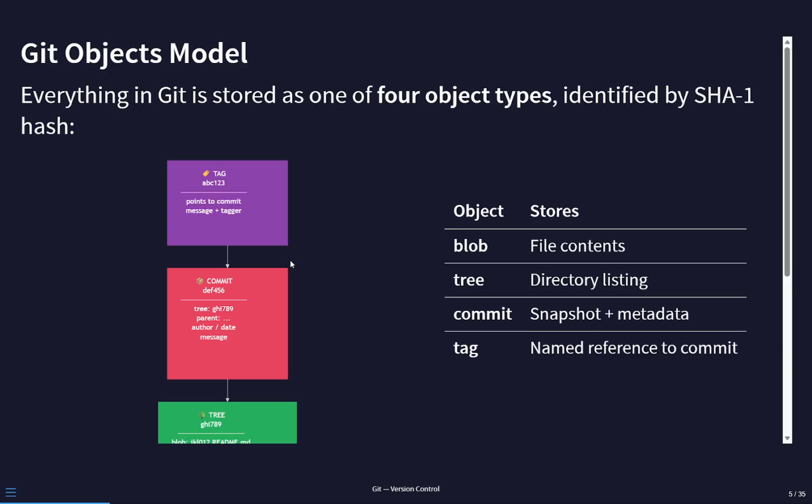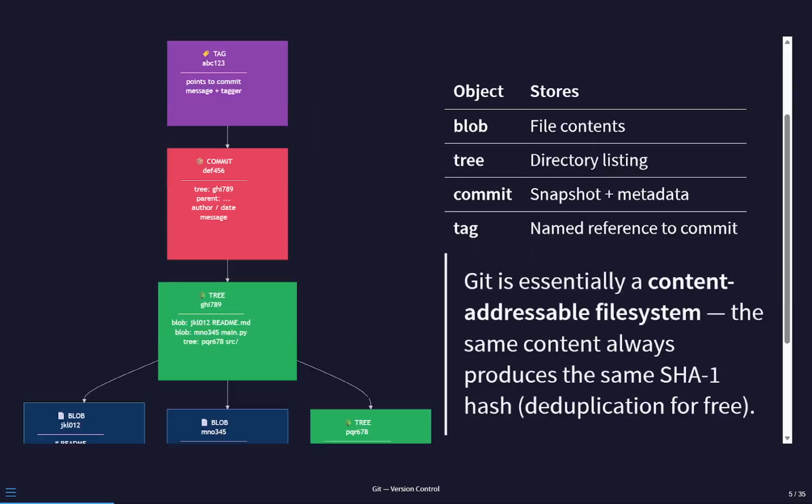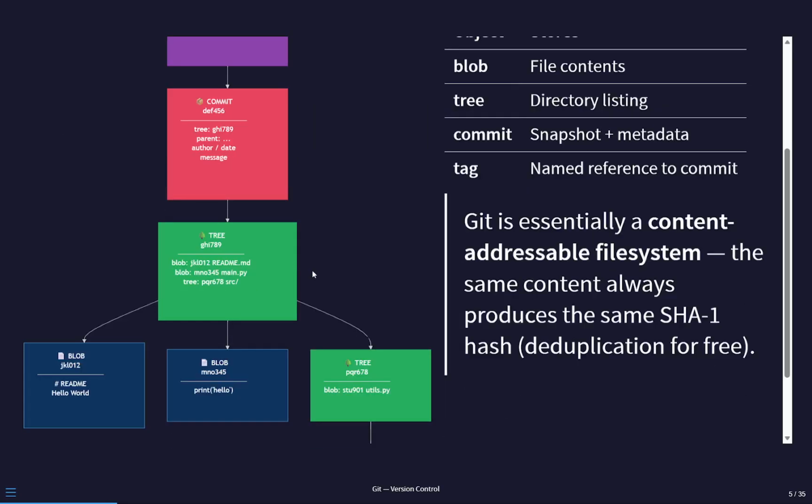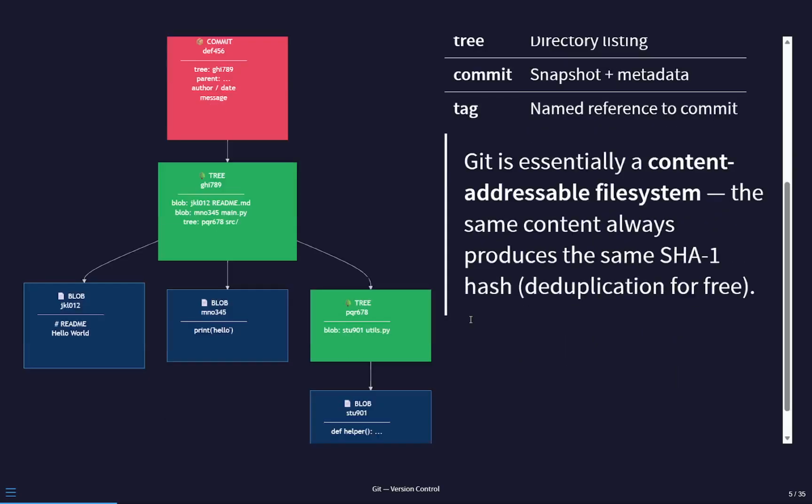The important insight here is in the callout on the right. Git is essentially a content addressable file system. Because the hash is derived from the content, identical files across different commits share the same blob object. Git deduplicates automatically. If you rename a file without changing it, Git does not store it twice.